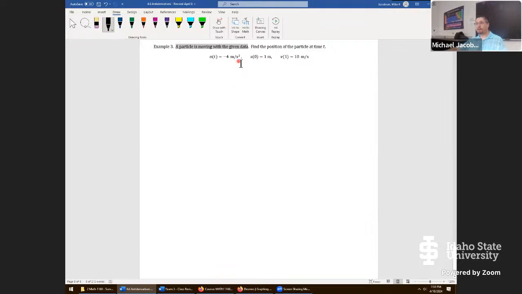So this is all we know about it, is that the particle moves. Maybe it's something like a car. We're just tracking the distance from a starting point. We want to find the position of the particle at time t. Let's put that in blue because we have to take antiderivatives, and that's going to be the end answer on that one. It's also an initial value problem. We have an initial position, an initial velocity, and we have to start with information about acceleration.